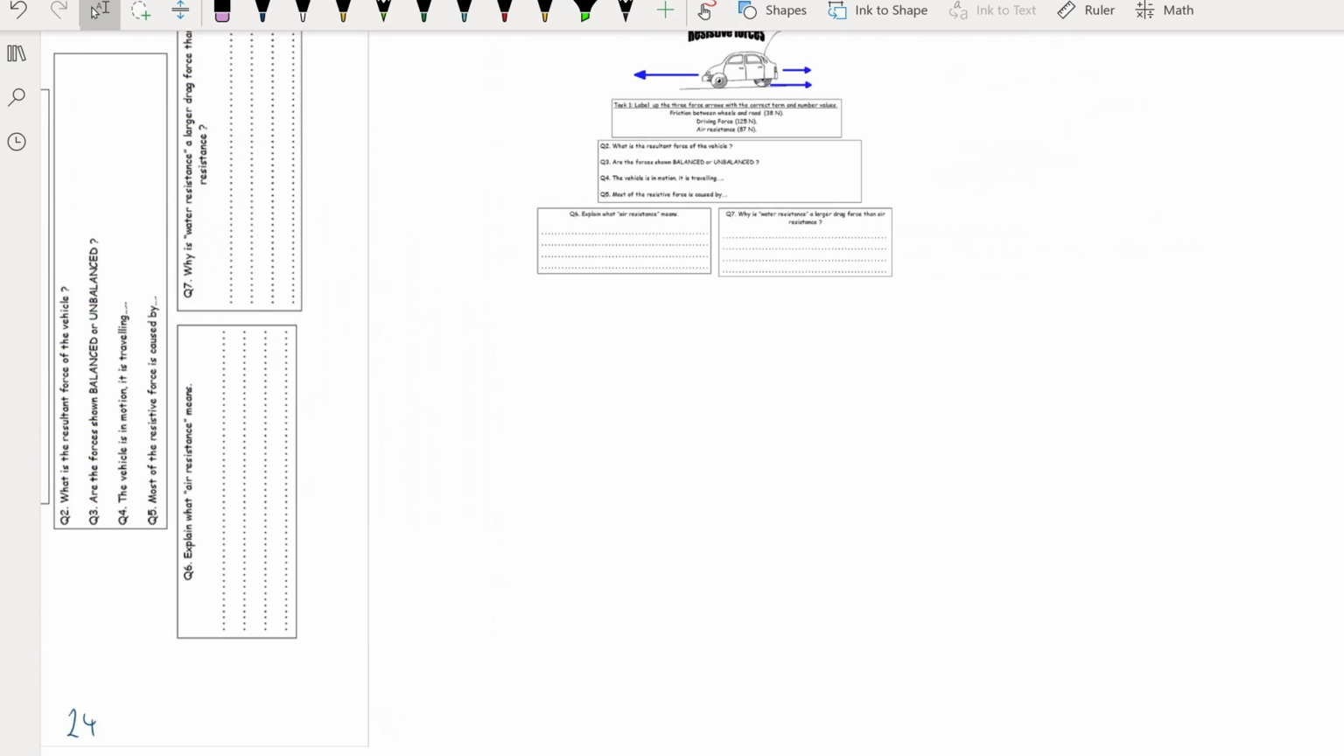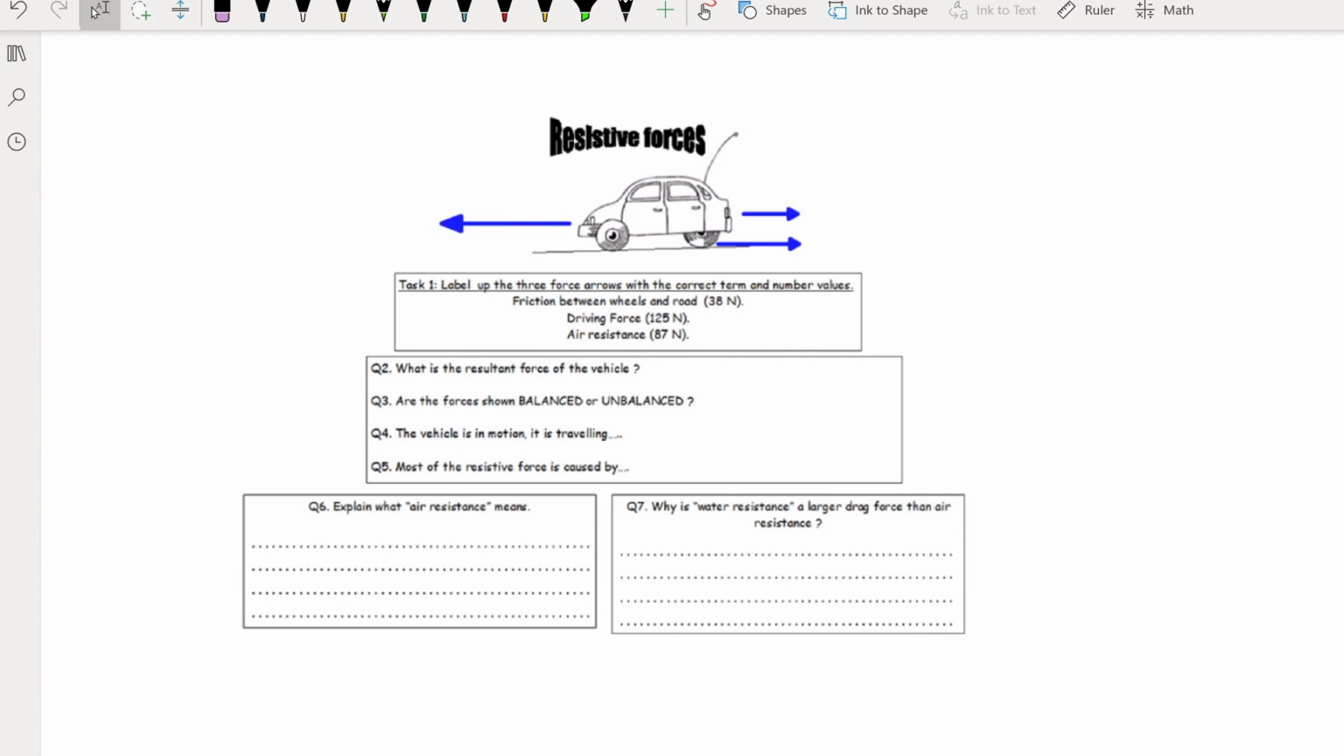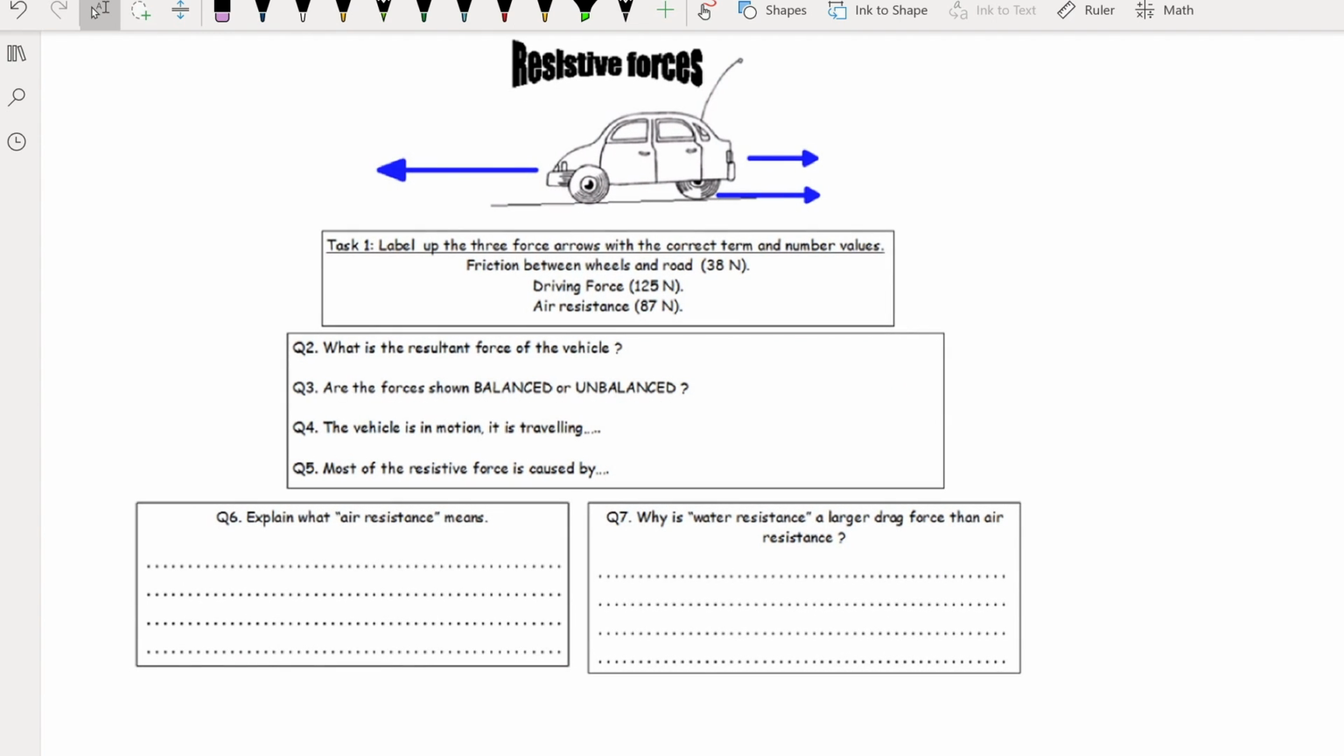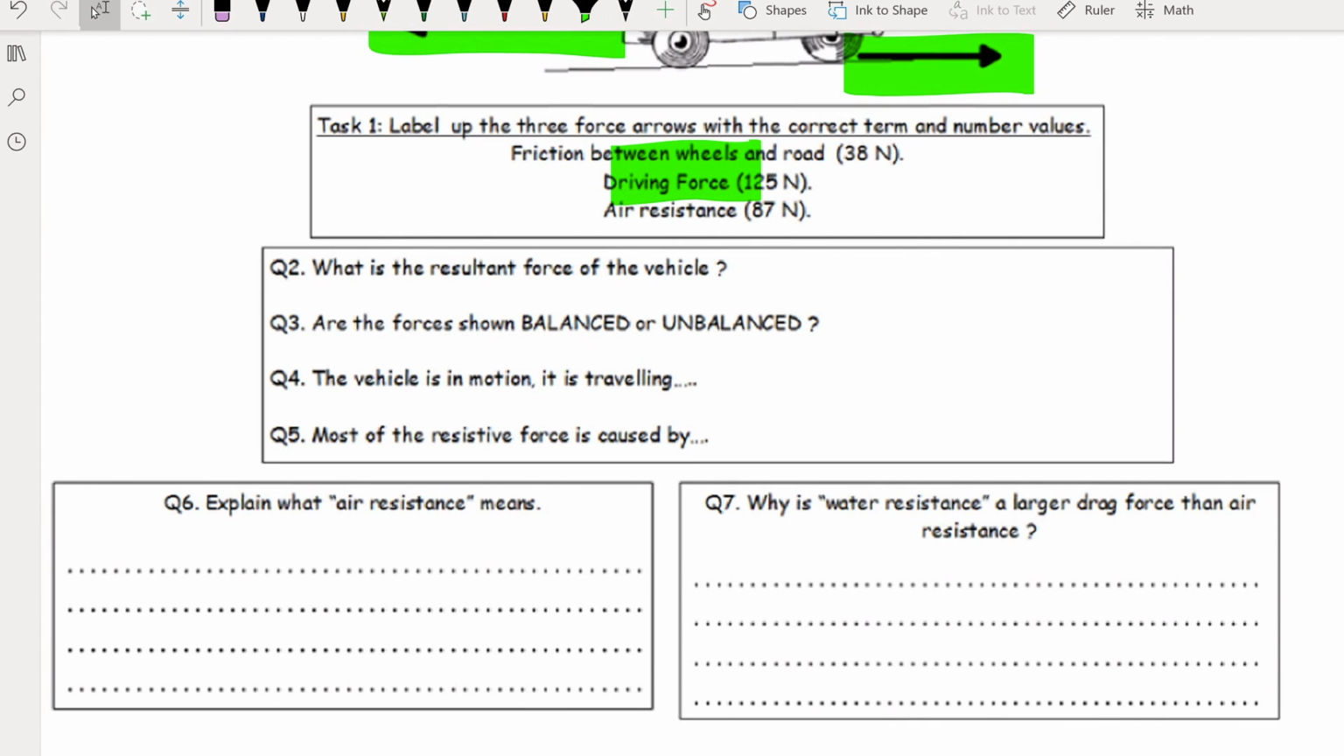So page 24, I just copied over to the right hand side here. It's asking you, task 1, label up the 3 forces with the correct term and number values. Driving force, air resistance and friction between wheels. Well, the driving force is obviously the one that's pushing the car forwards. You will label these yourself. The friction between the wheels and air resistance is the resultant force. You should be able to do all these now.